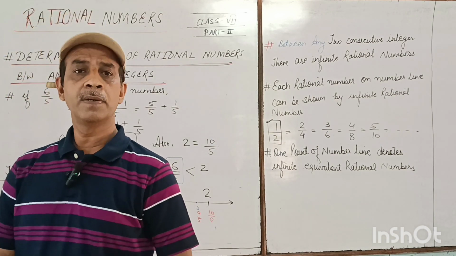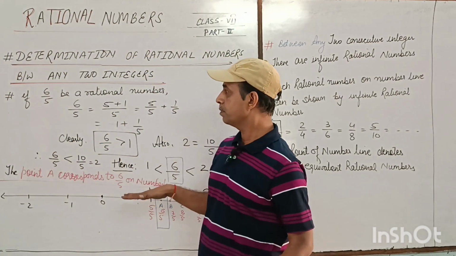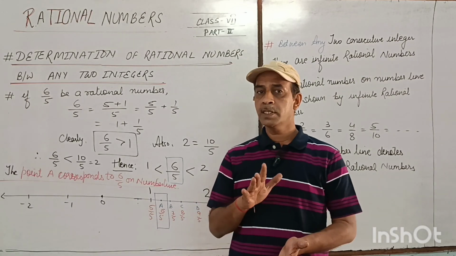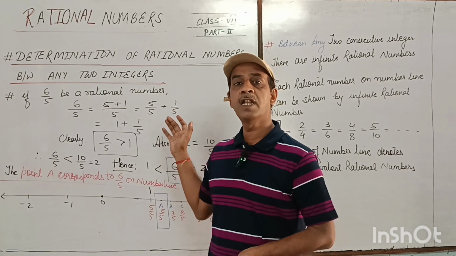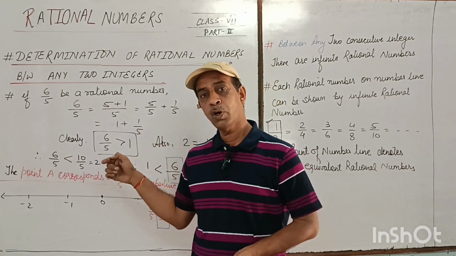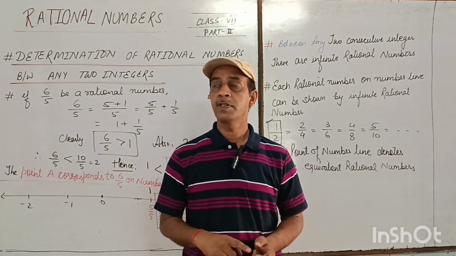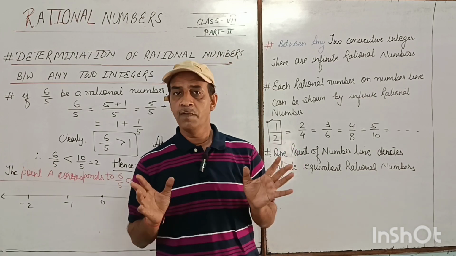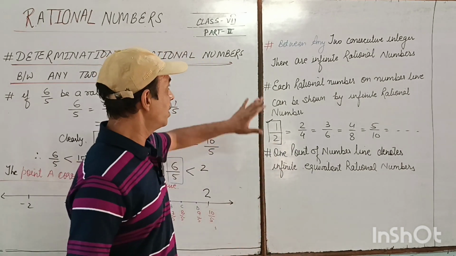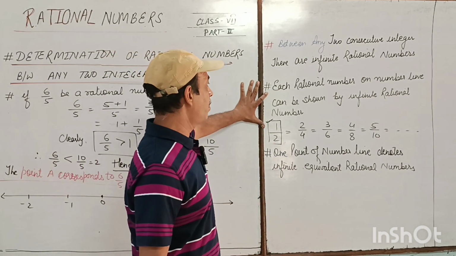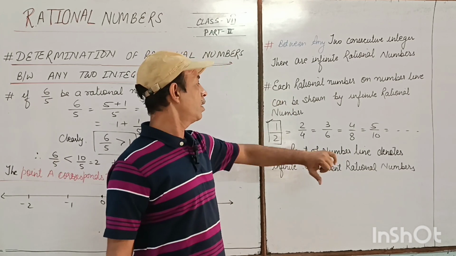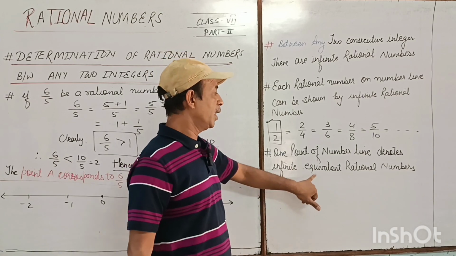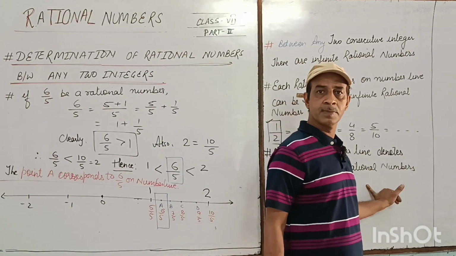Got this thing, everyone? So this was the second part of the video, which was dealing with rational numbers between any two integers or any two consecutive integers. We have seen that between any two consecutive integers, we will have infinite rational numbers. Each rational number on the number line can be shown by infinite rational numbers. One point of the number line denotes infinite equivalent rational numbers.